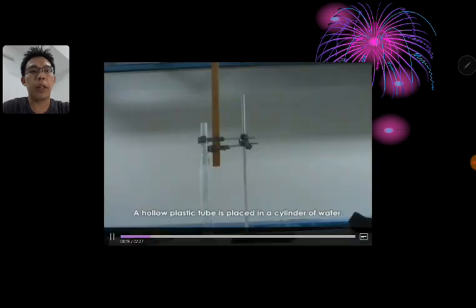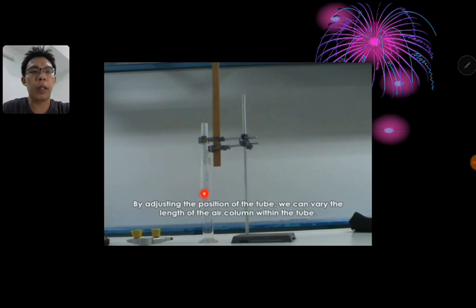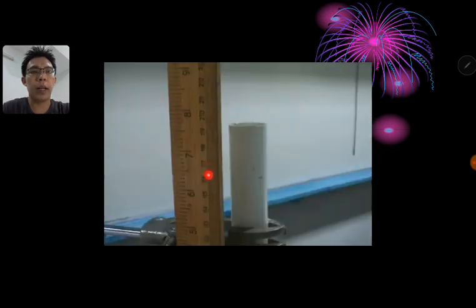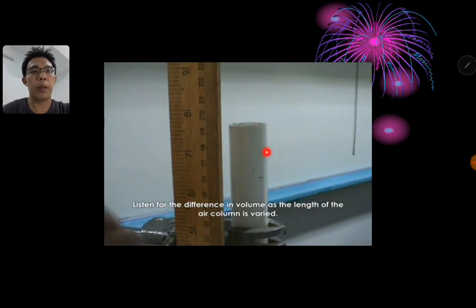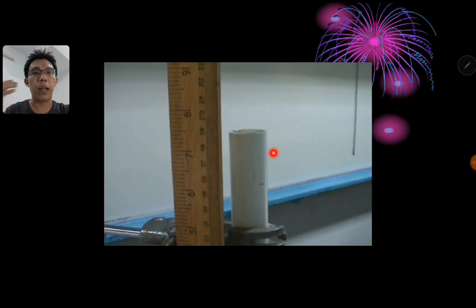So you have a tube set up here. This one is a cylinder with some water inside. Then you place a hollow tube inside the water, as low as possible, and leave some empty space up there, and then you place the tuning fork on top of it. Then you try to detect some loud sound.